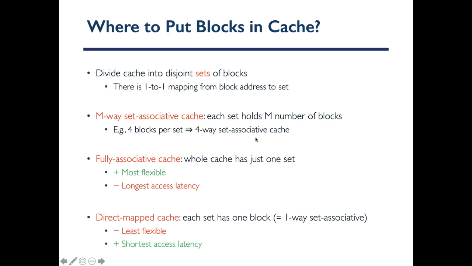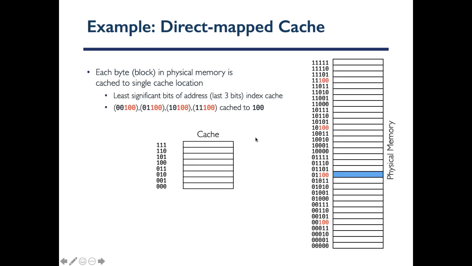Okay. Now, let's have an example going back to the example we started with. Let's say that our cache is a direct mapped cache. So basically what that means is that every physical memory location is mapped to a single cache location. So how do we do that? Well, we have only 8 cache blocks, whereas we have 32 memory locations.